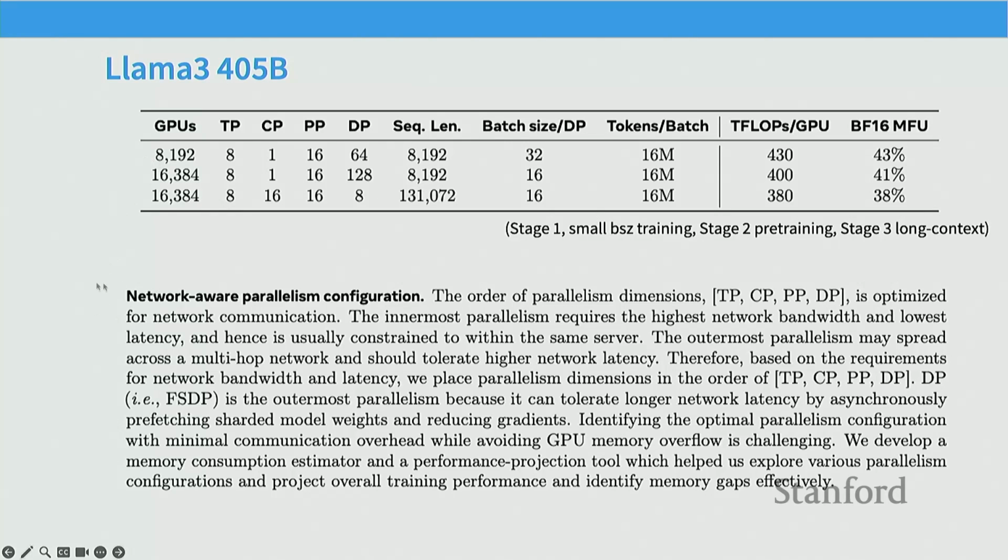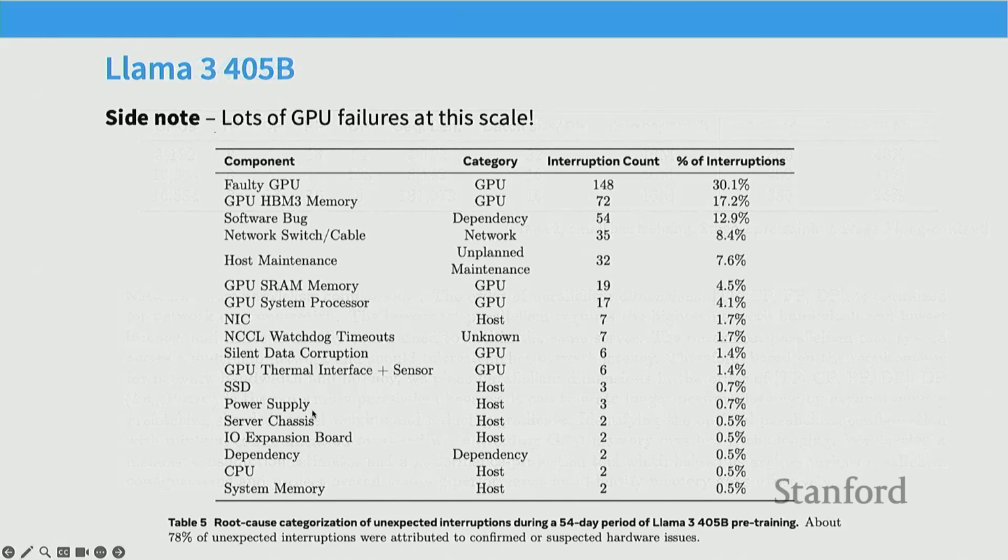And if you look at their rationale for how they do their parallelism strategy, you see exactly what I had said before of basically, all right, you want to do TP, CP, pipeline parallel, and DP in that order in terms of the amount of bandwidth that you need, where data parallel can tolerate long network latencies because you can do this asynchronous fetching of sharded model weights, right? And so they're using the strategy that I told you in order to train some of the biggest models.